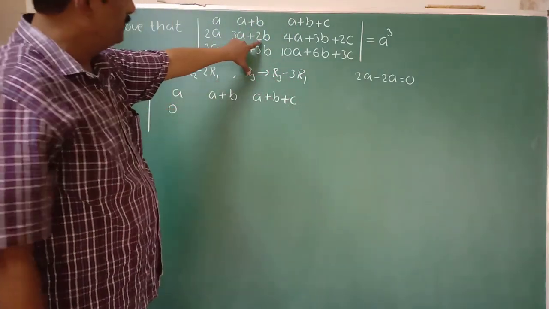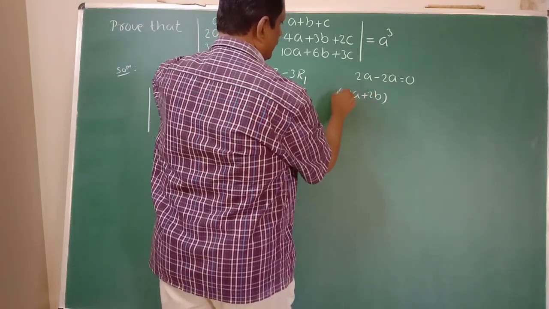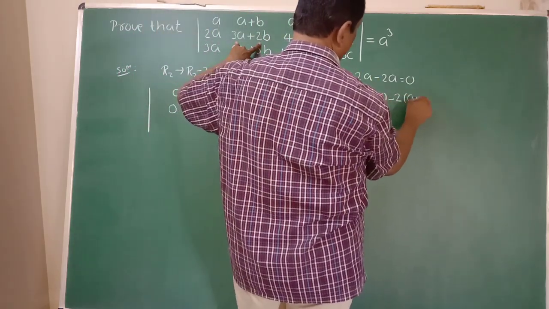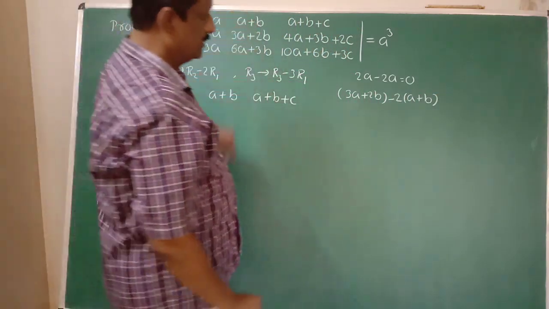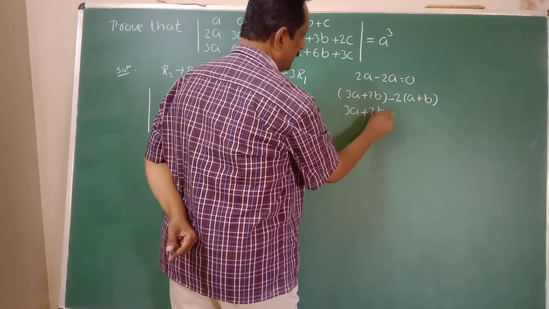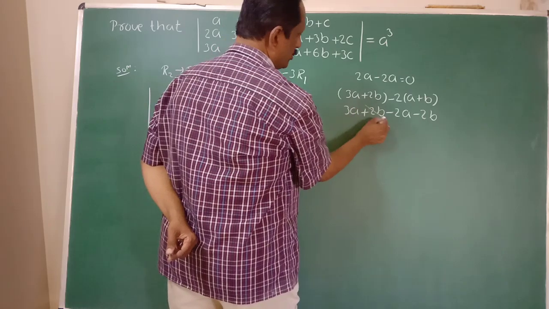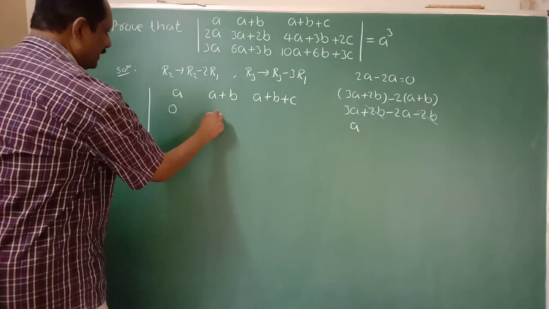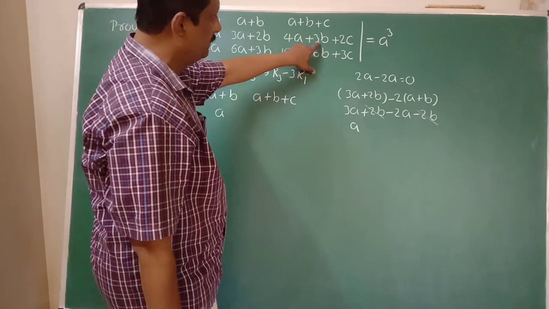Then 3a plus 2b minus 2 into bracket a plus b. Multiply by 2 and subtract, then take 2 inside: 3a plus 2b minus 2a minus 2b. So 2b cancels, and 3a minus 2a becomes a. Therefore write here a. Next write 4a plus 3b plus 2c.